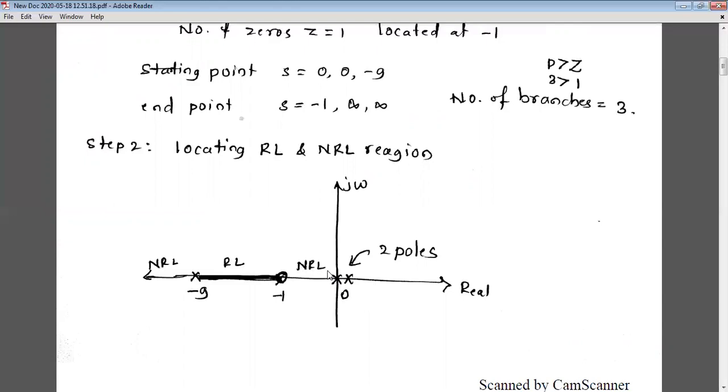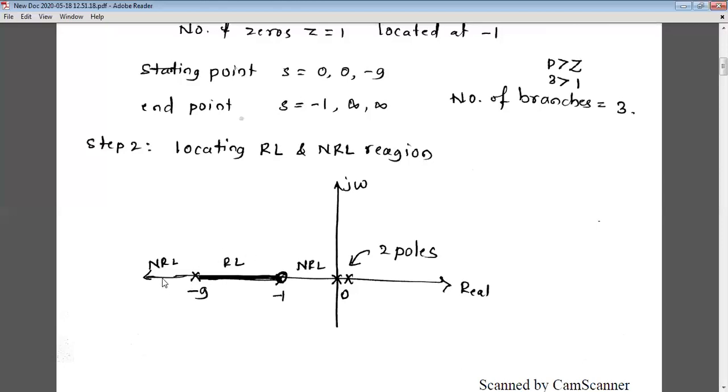Non-root locus region. So NRL means non-root locus region. Then if I stand on this branch, see the right hand side, how many poles and zeros are there? Here is one pole, sorry, here is one zero, here are two poles, total sum is 3. So 3 is odd, therefore this branch will be RL, a root locus region, right?